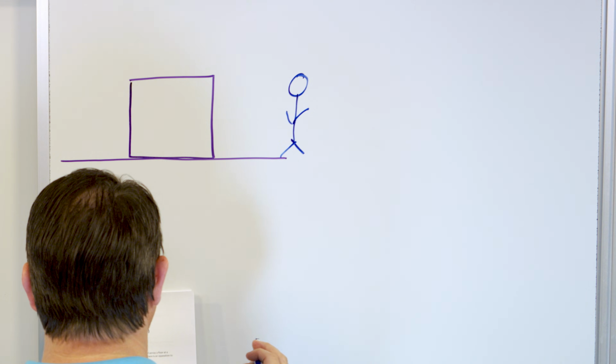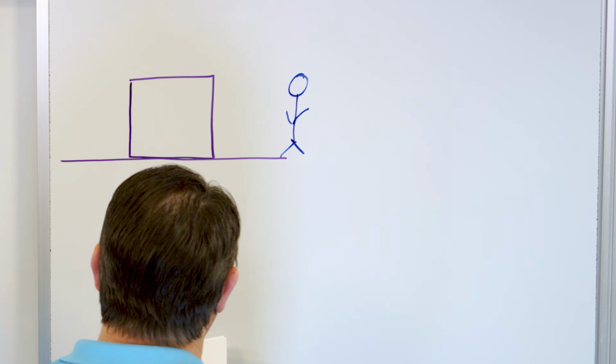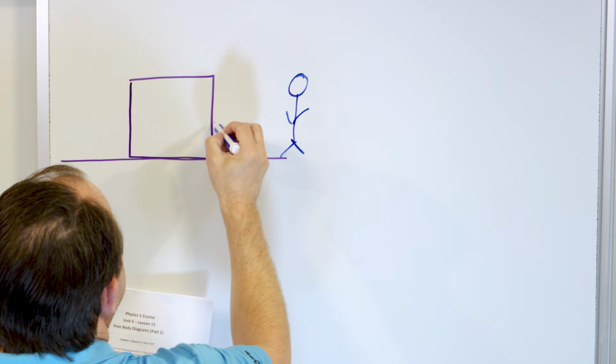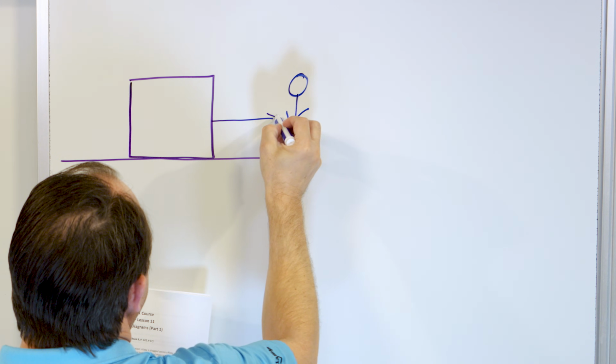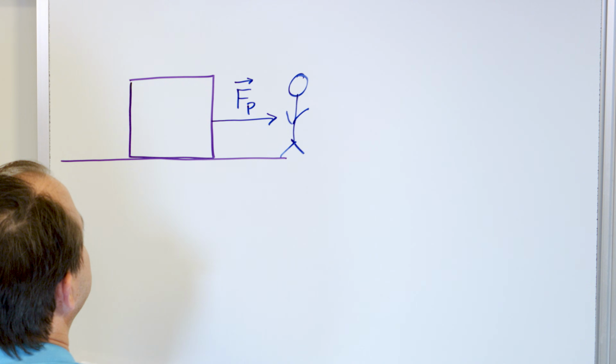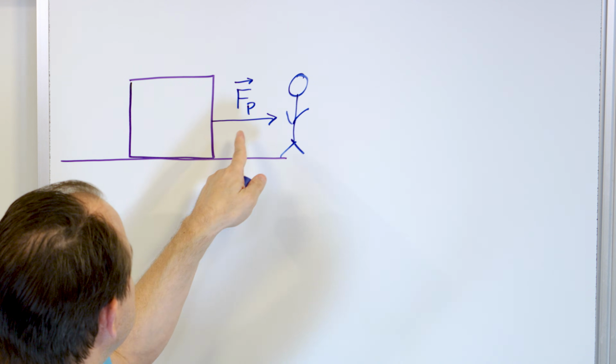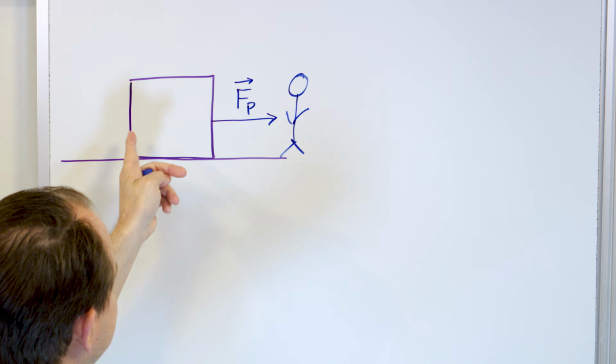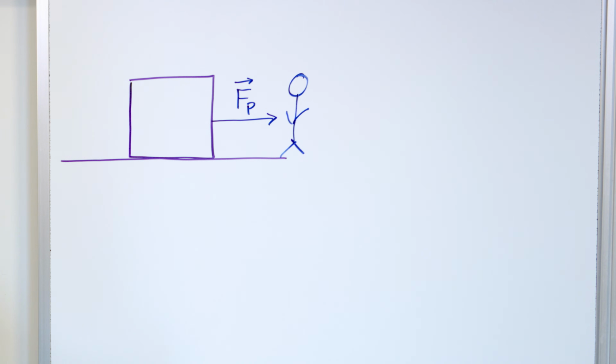You don't have to. And basically, there is a rope connected here. And basically, he or she is pulling with some force, which we call F sub P because it's a pulling force. F sub P, pulling on a rope. So you could draw a rope if you want, or you can just draw an arrow there, okay?